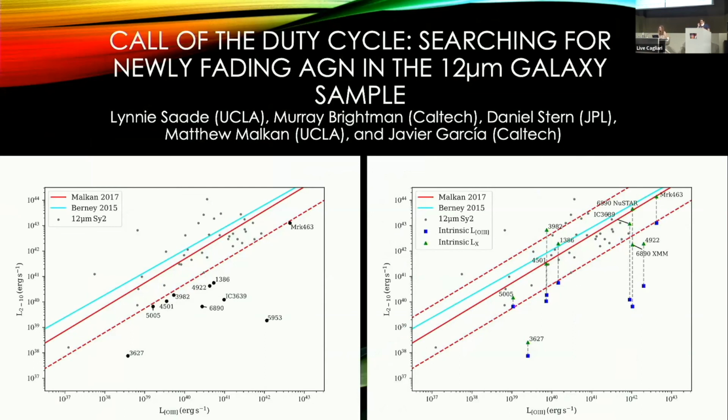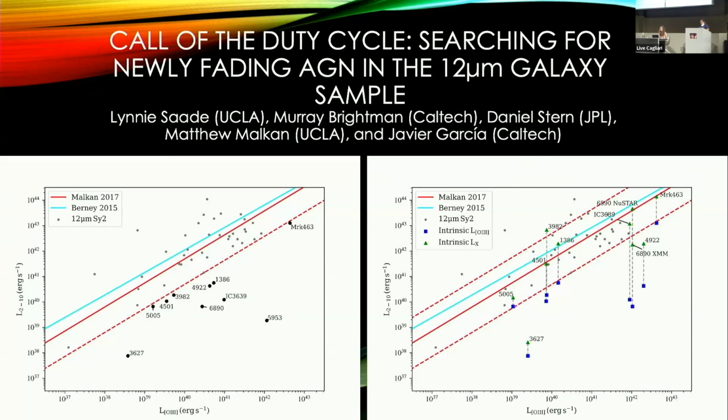Hello, I'm Lenny Sadi, and I'm a grad student at UCLA, and my poster is about searching for newly fading AGN in the 12-micron galaxy sample. The 12-micron galaxies contain the most complete sample of nearby infrared-bright AGN. So these are AGN that have strong mid-infrared emission from the torus. But out of them, 10 of the AGN show anomalously low X-ray to [O III] luminosity ratio. So they have torus emission and narrow line emission, but they don't have much X-ray emission.